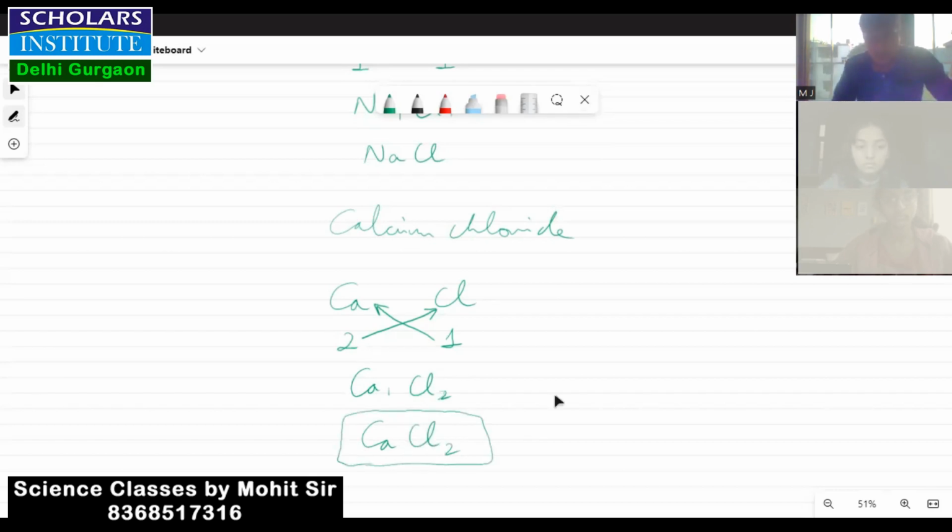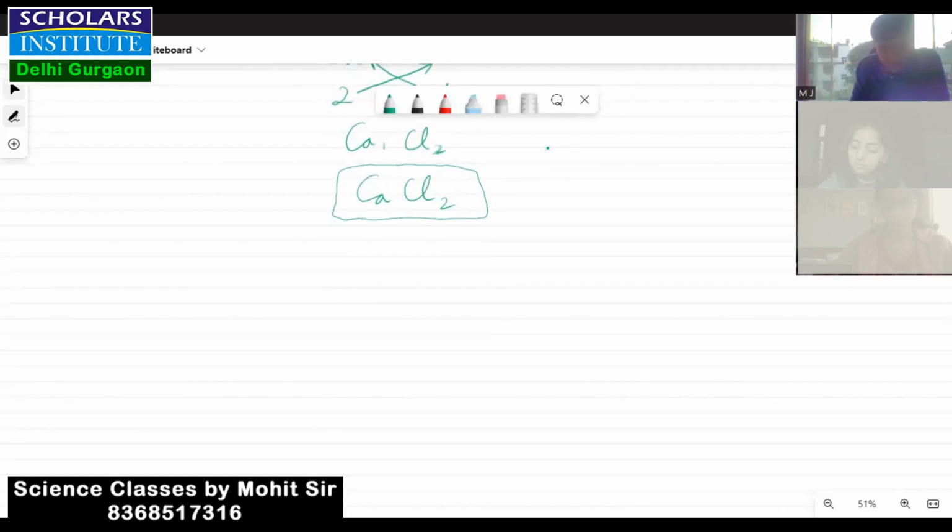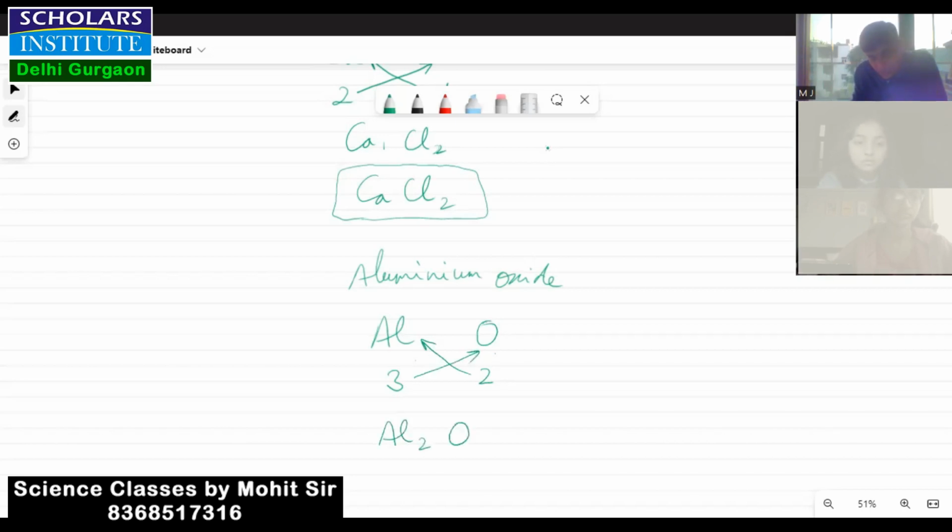Let us try one more. Okay, aluminium oxide. So for aluminium we write Al, for oxide we write O. Aluminium has got positive valency, oxide has got negative valency. That is why we write aluminium first and oxygen uske baad mein. Okay, so aluminium has got valency +3, so we write 3 here. Oxygen has got valency 2, so we write 2 here. Then we'll do the crossing. So the formula that we'll get is Al2O3. This is the formula. Aluminium oxide.